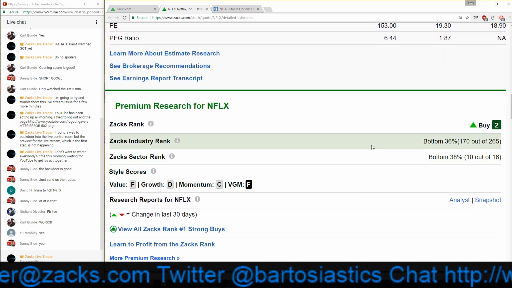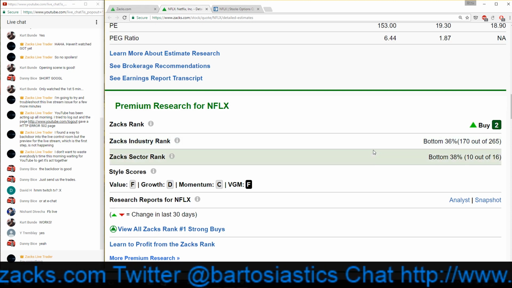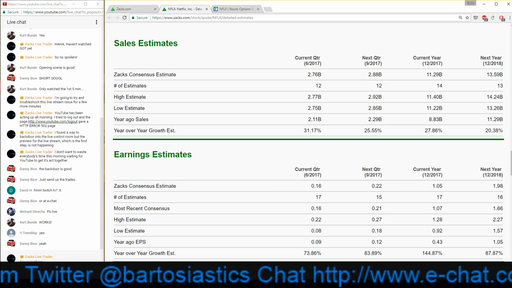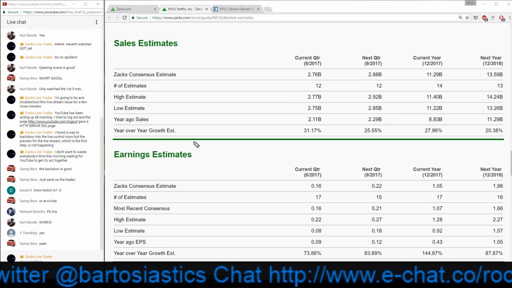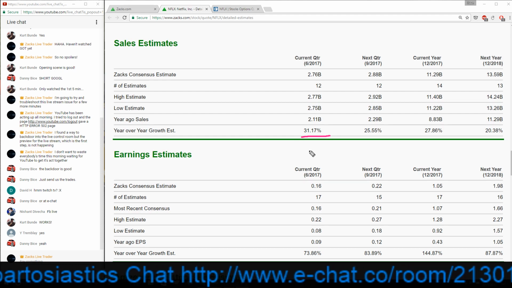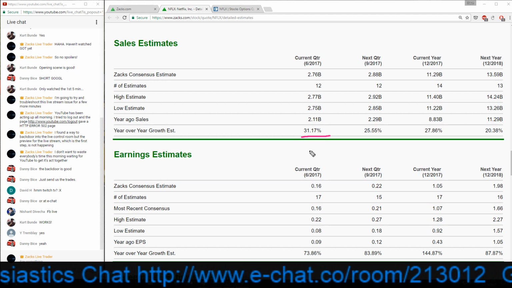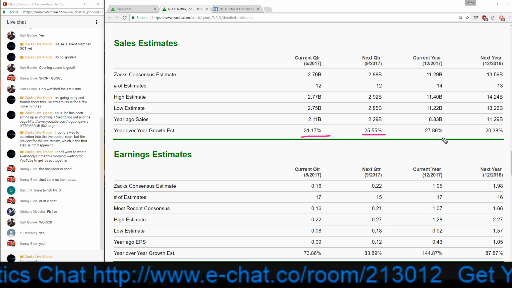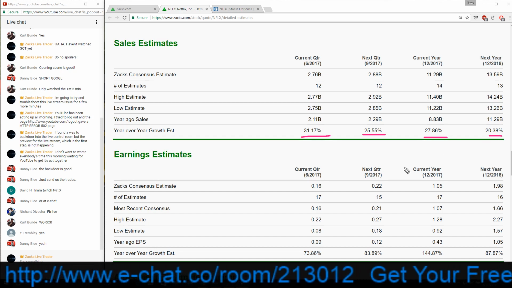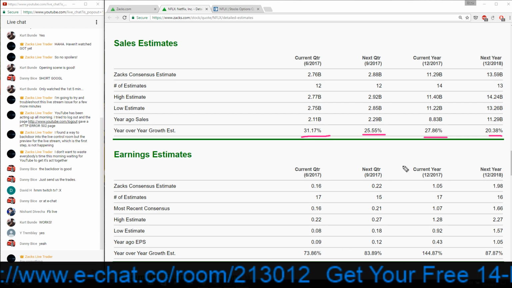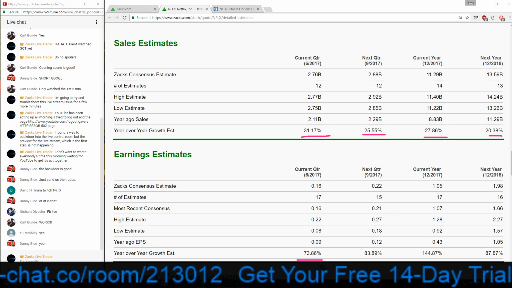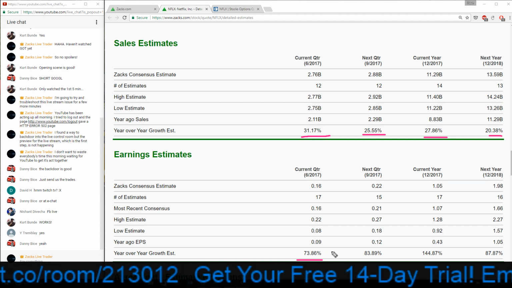Bottom 36% of our Zacks industry rank, but who really cares about the rest of the industry? So this is surprising. I don't know how their growth number is so bad when you have 31% current quarter revenue growth. Next quarter looks like 25%. Current year is 27.86%. Next year's numbers do reel it in a little bit to 20%, but translate that to EPS, and they're really getting much more efficient on the EPS side of things.